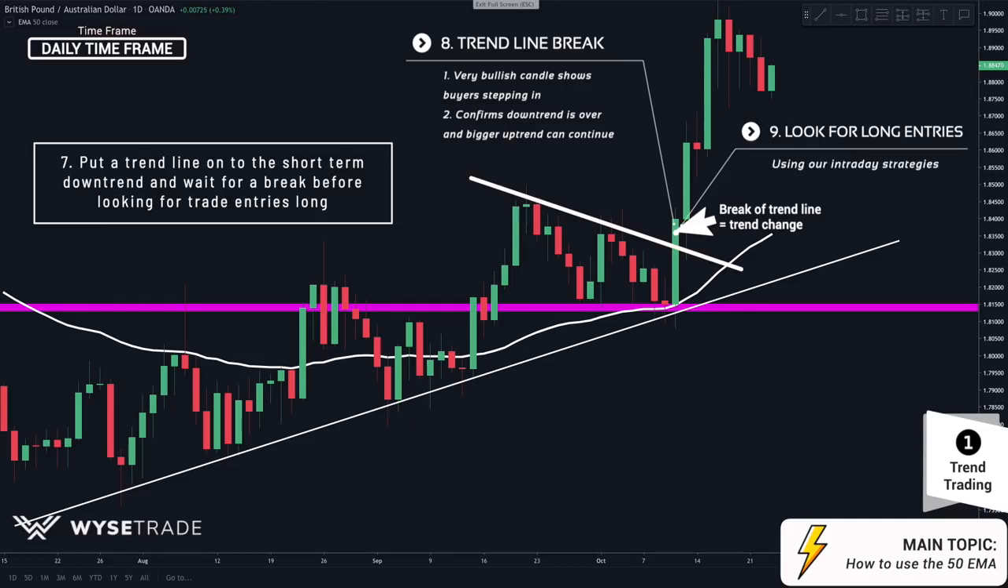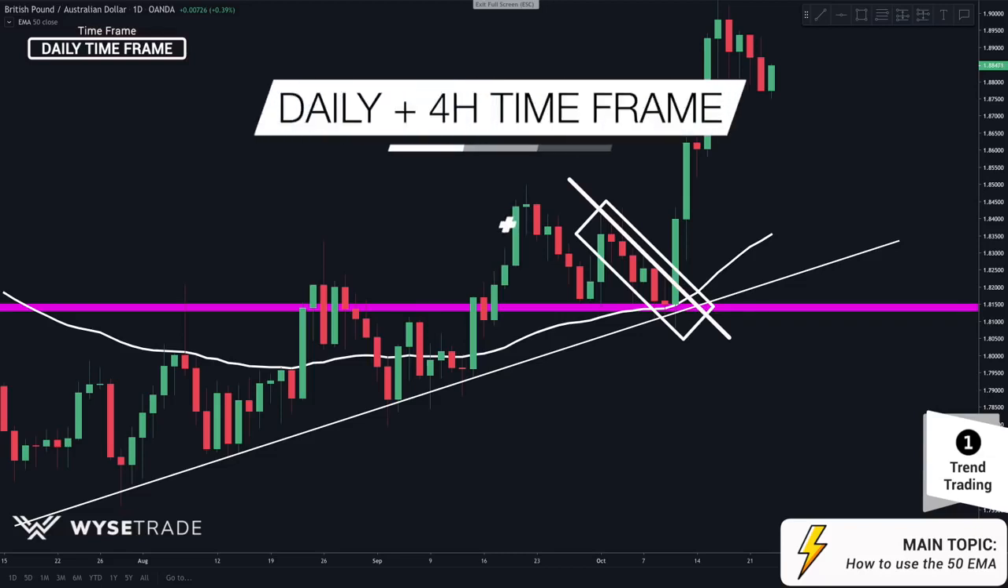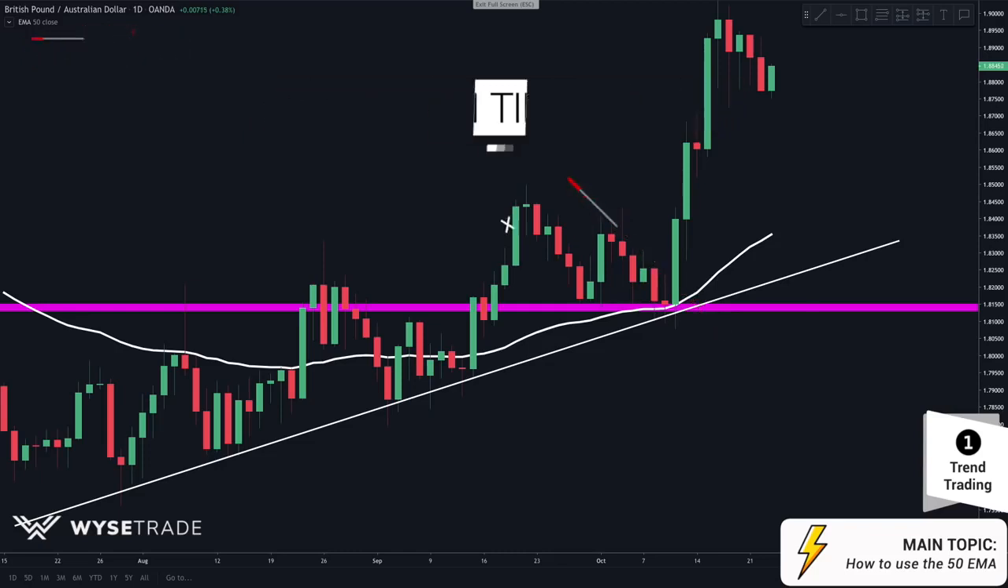Now for us, we like to take earlier entries. So what we do is we put a tight trend line onto this immediate downtrend like this and go to the 4-hour time frame and look for a trend change to take an earlier and tighter entry. So let's put the 4-hour time frame beside the daily time frame.